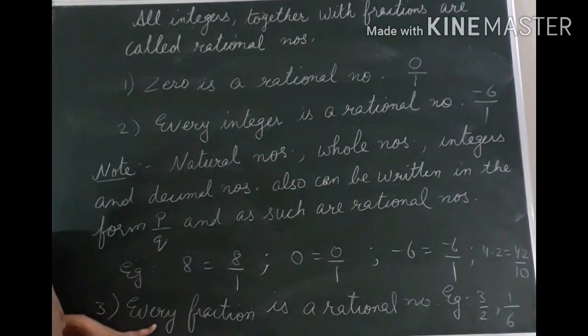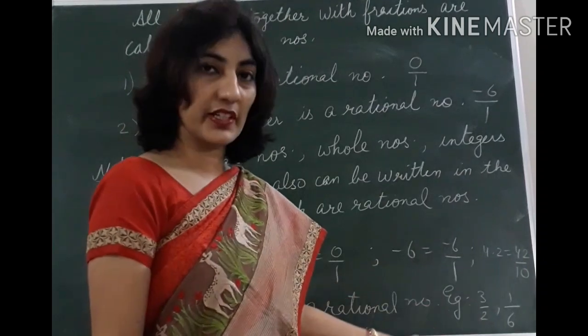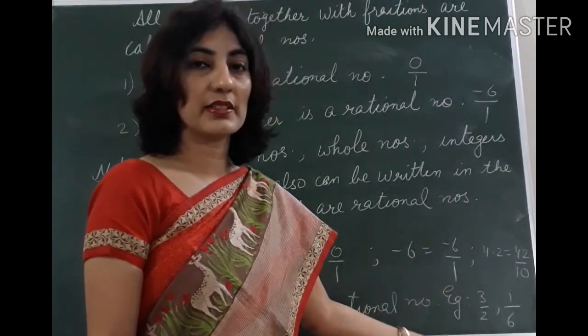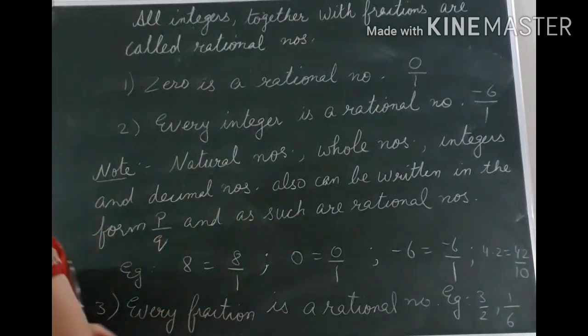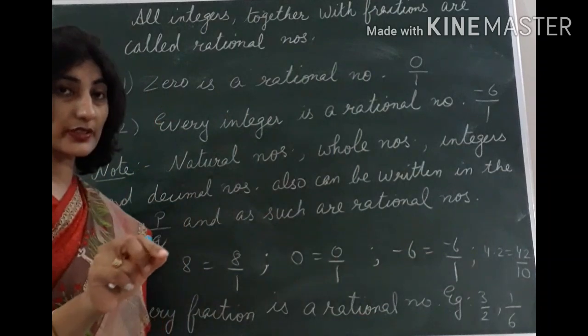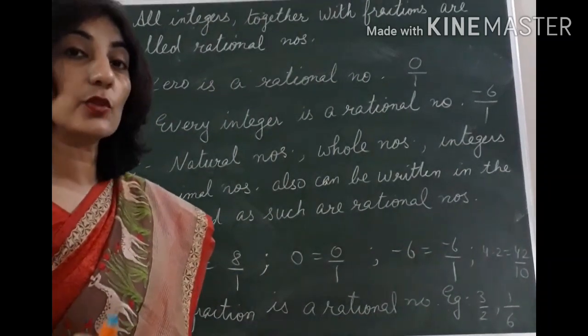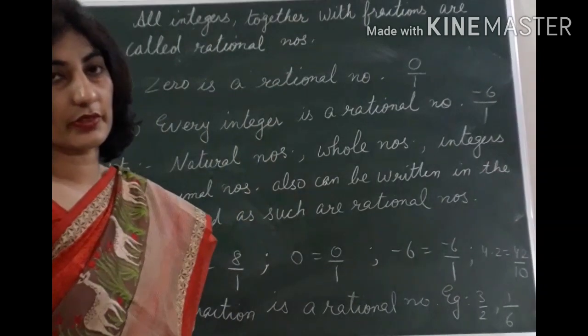Third point is every fraction is a rational number. So every fractions you know, like 3 by 2, 1 by 6, 2 by 4, all these fractions are rational numbers. So all integers together with fractions, including decimals also, are called rational numbers.